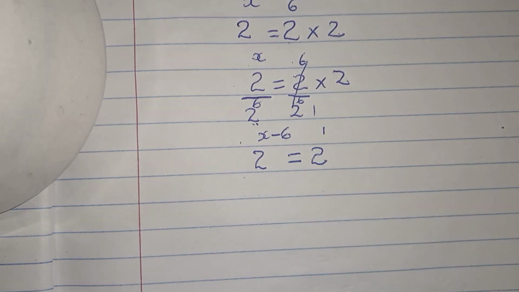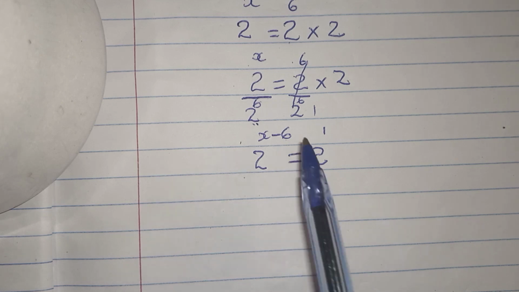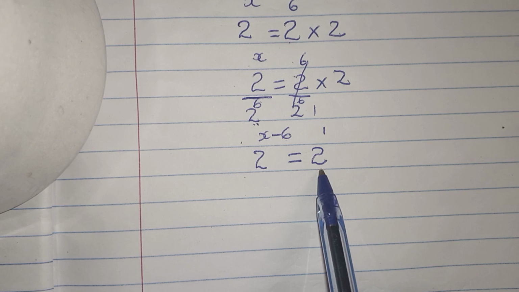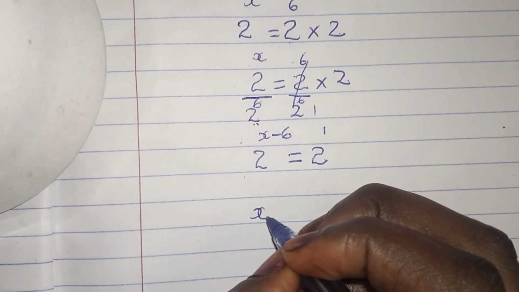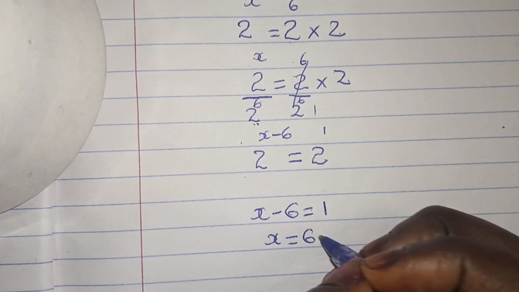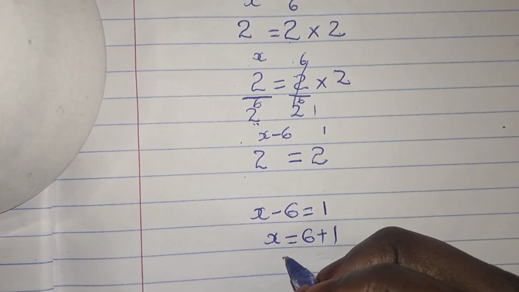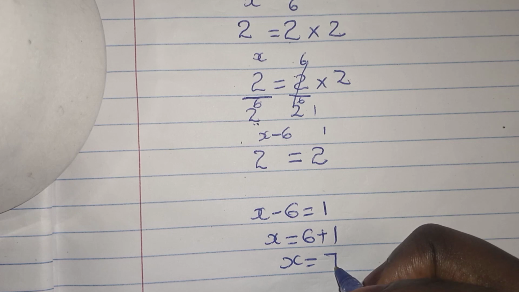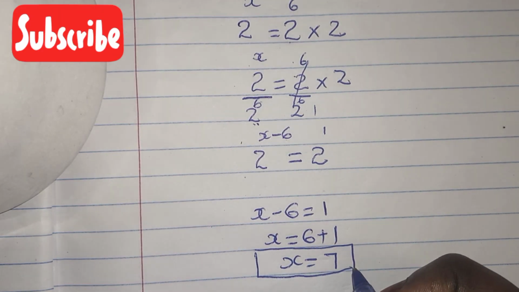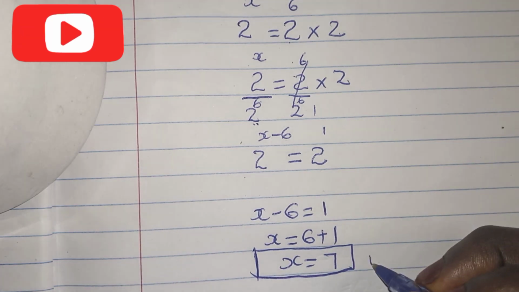Any number to the power of 1 is that number. So I can equate my powers because my bases are the same. So I'll drop my bases and equate my powers. x minus 6 is equal to 1. x is equal to 6 plus 1. So x is equal to 7. This is the final answer. x is equal to 7.